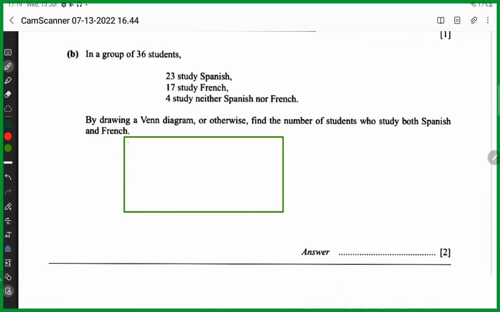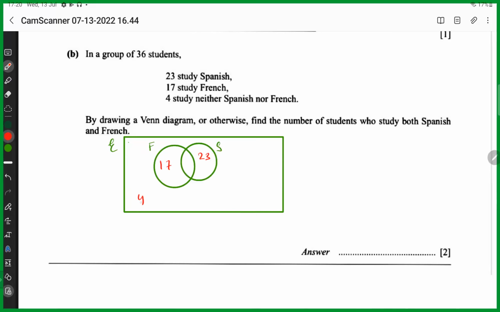So we have 2 circles. One circle is for Spanish. The other circle is for French. This is the universal set. This is for French. This is for Spanish. Okay. Now, initially, I'll just enter wrong values and then automatically it would make sense. So 23 study Spanish. Okay. 17 study French. Okay. And 4 study neither Spanish nor French.